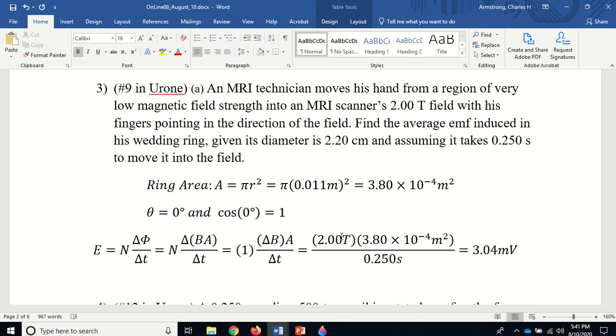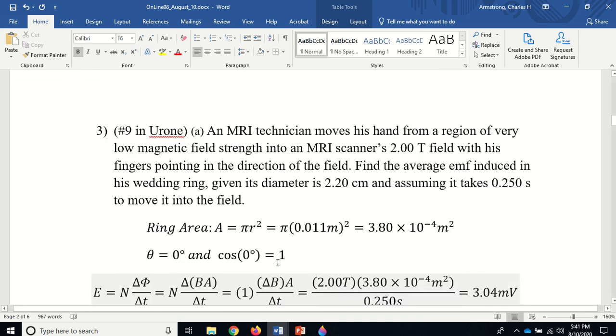Okay. So we figure out the area of the ring, and it's going to be perpendicular. Therefore, the angle between the perpendicular to the area of the ring and the magnetic field is going to be 0. So it's cosine of 0, which is 1. You've got to kind of picture it in your head what's going on here.